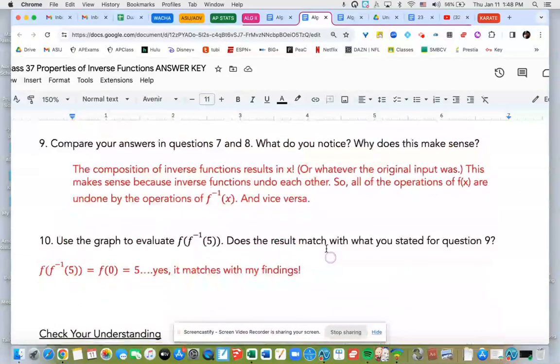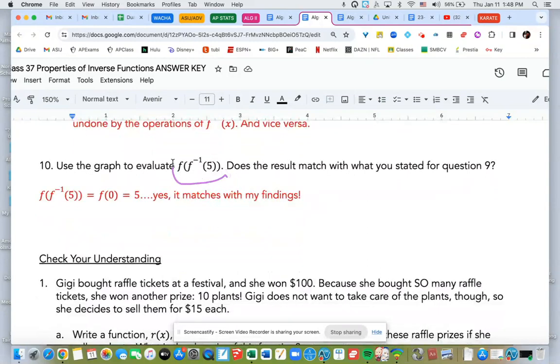All right, number 9, comparing your answers. What do you notice? Well, we notice all the stuff I just said. It's always going to be equal to x, and that's always going to be true if those two things are really inverse functions of each other. Okay, so if you see something like this, you don't have to do any work.